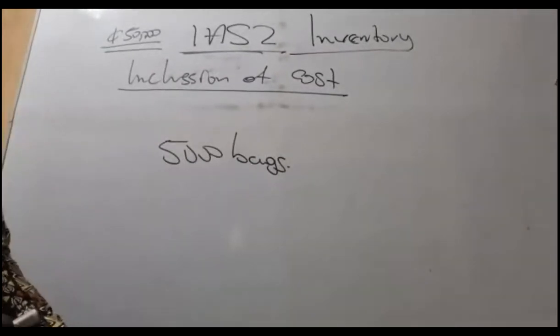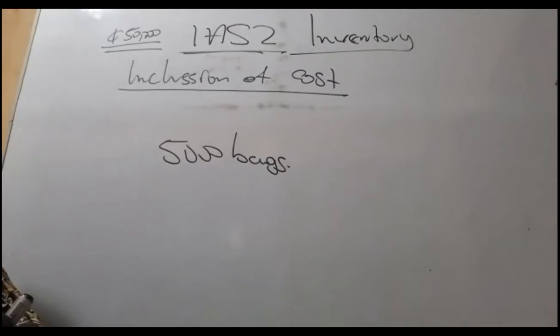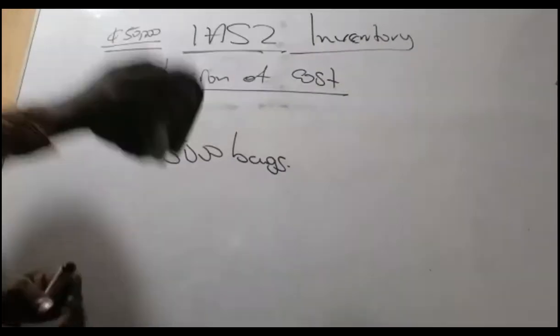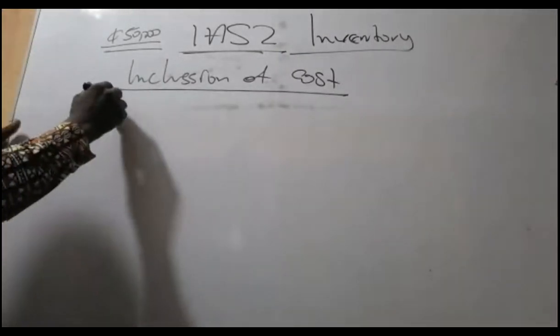But not all of them you are going to include as cost of inventory. So now let's see the composition. First, the purchase price. So how much you bought the goods? So one, the purchase price.